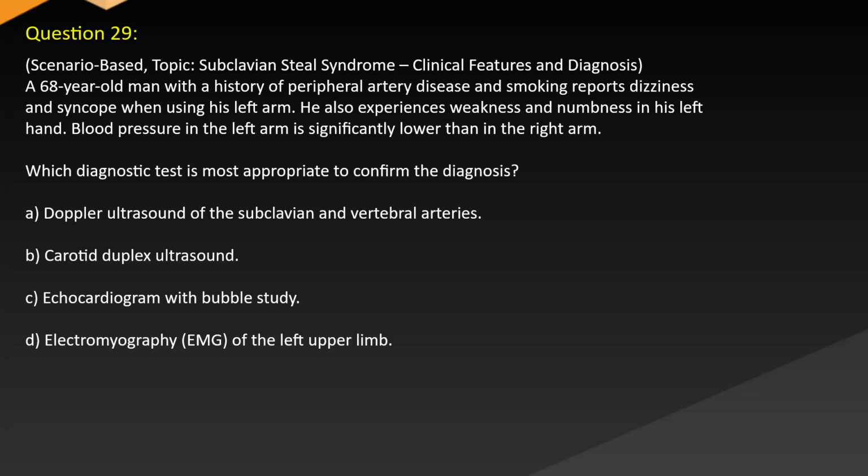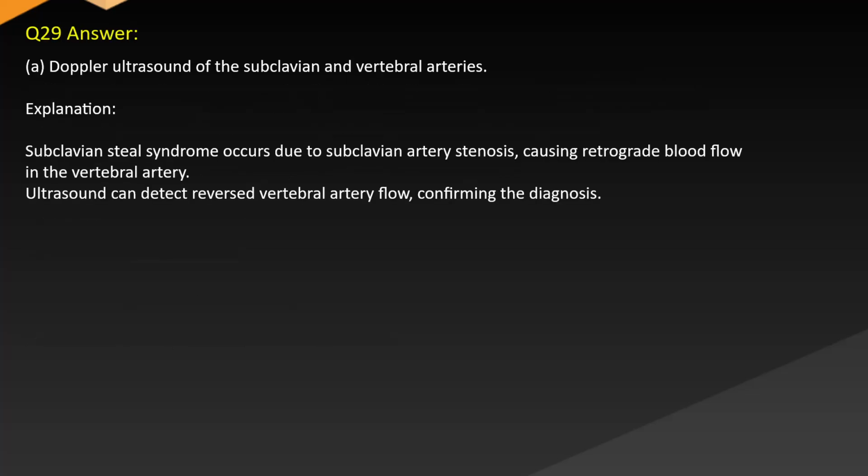Which diagnostic test is most appropriate to confirm the diagnosis? A. Doppler ultrasound of the subclavian and vertebral arteries. B. Carotid duplex ultrasound. C. Echocardiogram with bubble study. D. Electromyography of the left upper limb. Answer: A. Doppler ultrasound of the subclavian and vertebral arteries. Explanation: subclavian steal syndrome occurs due to subclavian artery stenosis, causing retrograde blood flow in the vertebral artery. Ultrasound can detect reversed vertebral artery flow, confirming the diagnosis.